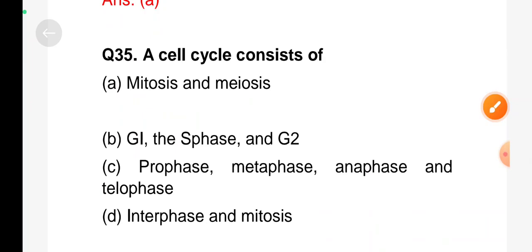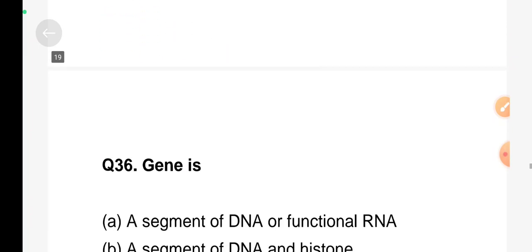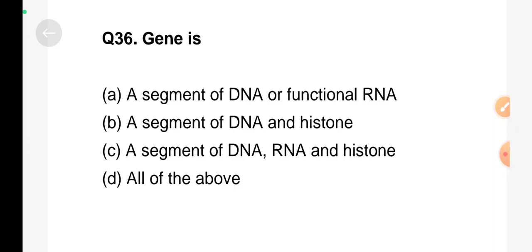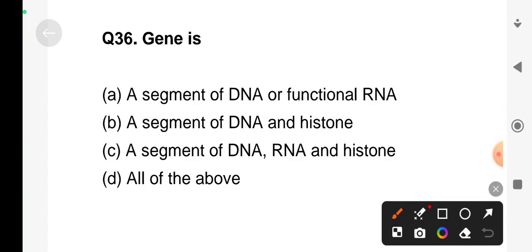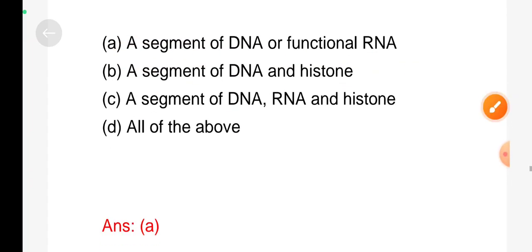Next question. A cell cycle consists of option A mitosis and meiosis, option B G1, S phase and G2, option C prophase, metaphase, anaphase and telophase, option D interphase and mitosis. Right answer is option D, interphase and mitosis. Next question. Gene is option A segment of DNA or functional RNA, option B segment of DNA and histone, option C segment of DNA, RNA and histone, option D all of these. Right answer is option A, segment of DNA or a functional RNA.